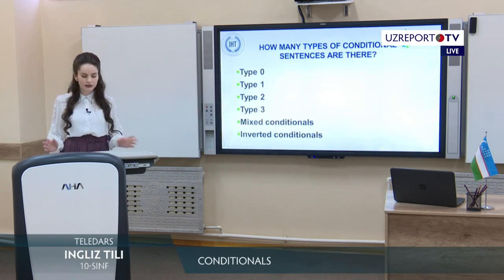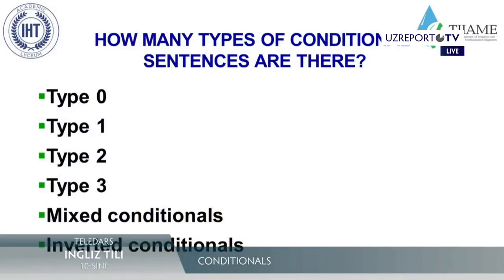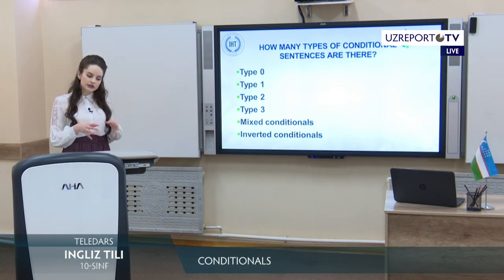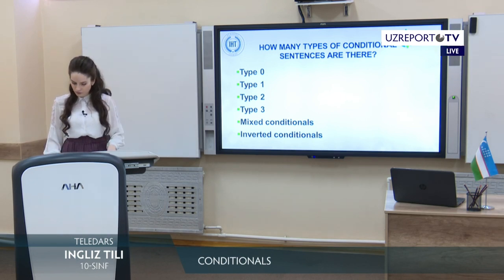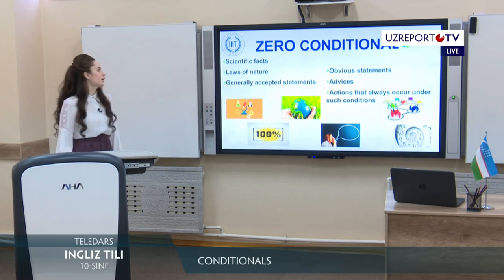Now let me say about the types of conditional sentences. Zero type, the first type, the second type, the third type, mixed conditionals, and by the way, mixed conditionals have two types in their meaning, and inverted conditionals. Each of these types we will discuss in a more detailed way right now. So let's start. Zero conditional.